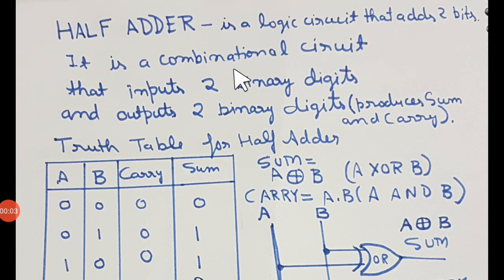Students, in this video I'm going to discuss half adder. So there is a word adder, so you get to know that the half adder is also an adder, and the job of an adder is to add bits. In the arithmetic logic unit, the adders are there which perform the addition of the bits, or the binary digits.